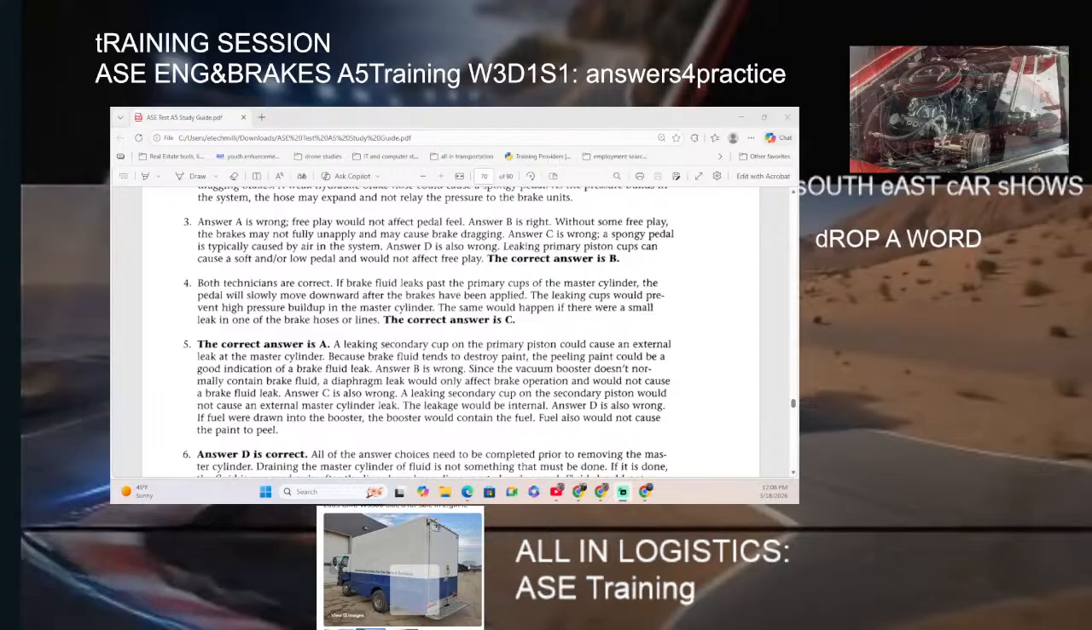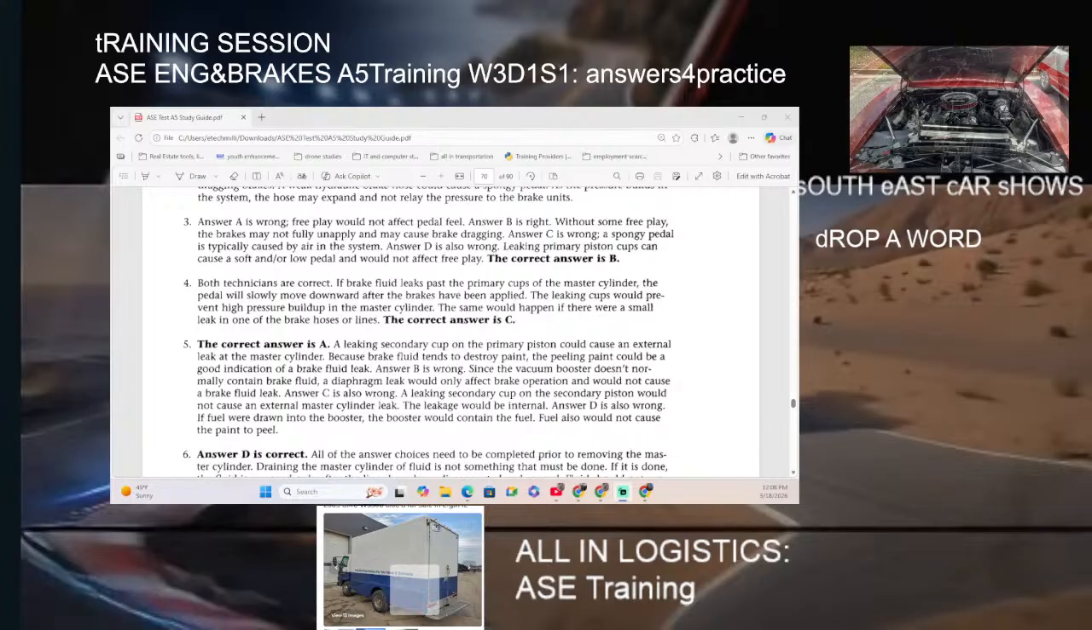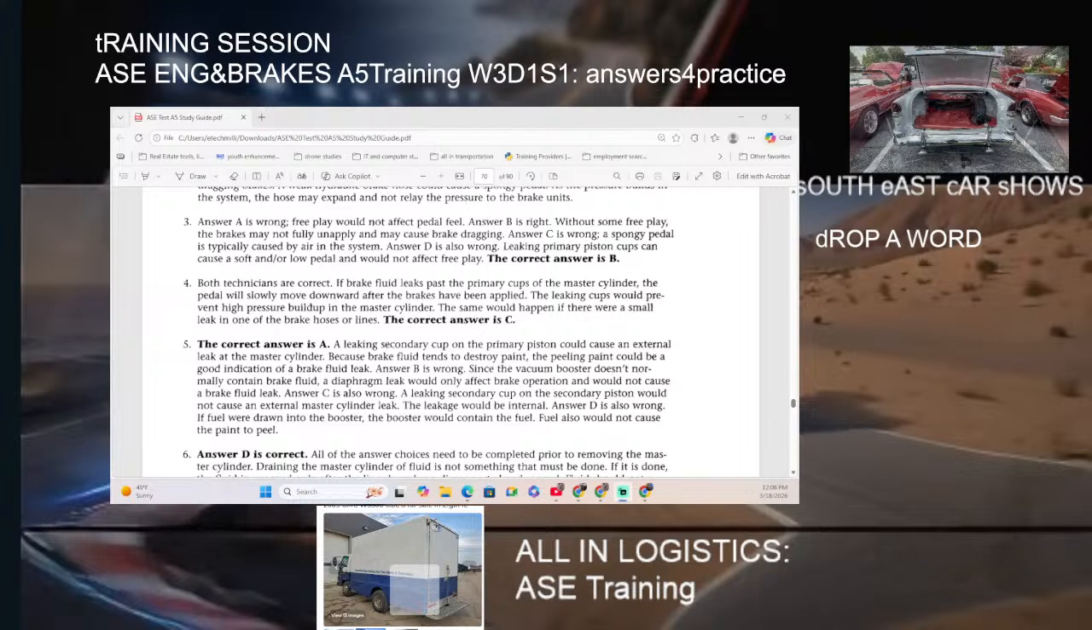4. Both technicians are correct. If brake fluid leaks past the primary cups of the master cylinder, the pedal will slowly move downward after the brakes have been applied. The leaking cups would prevent high pressure buildup in the master cylinder. The same would happen if there were a small leak in one of the brake hoses or lines. The correct answer is C.